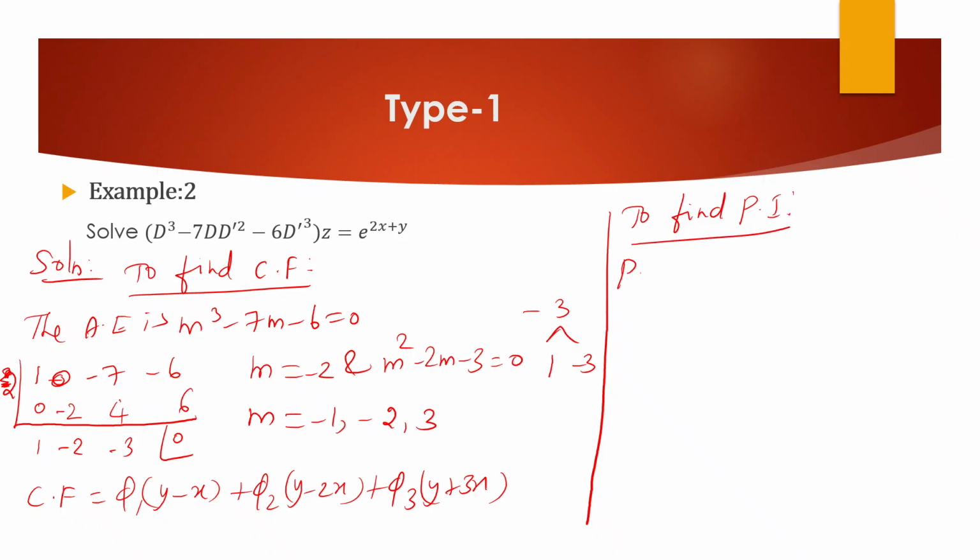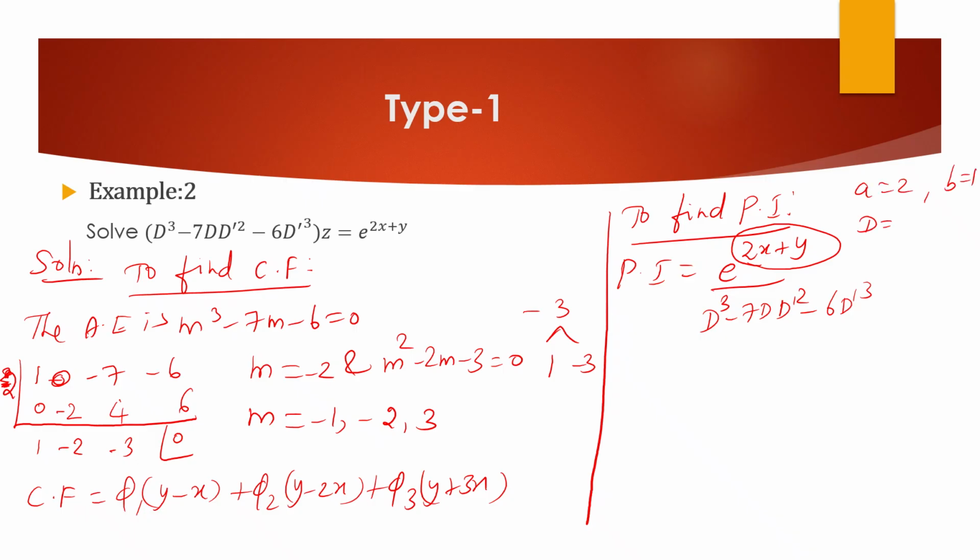To find PI, we take our function, the right hand side function, in the numerator, it is e power 2x plus y, and the function of D and D dash in the denominator. So it is D cube minus 7D D dash square minus 6D dash cube. Here we have e power ax plus by form, so our a is 2 and our b is 1.